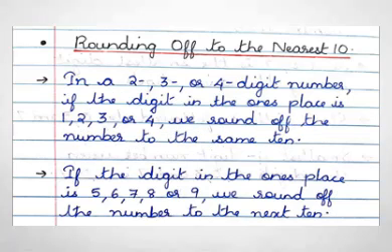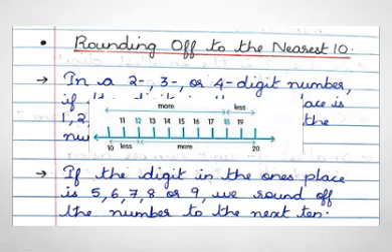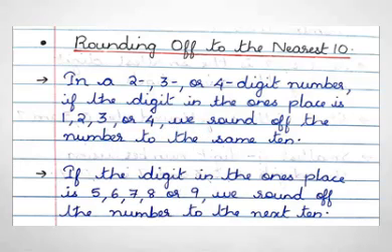Next is rounding off to the nearest 10. For example, if we have 12 rupees, we can say it is about 10 rupees. But if we have 18 rupees, we can say it is about 20 rupees.